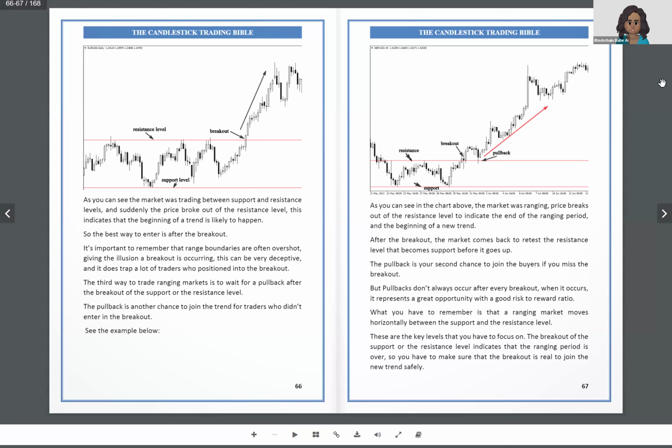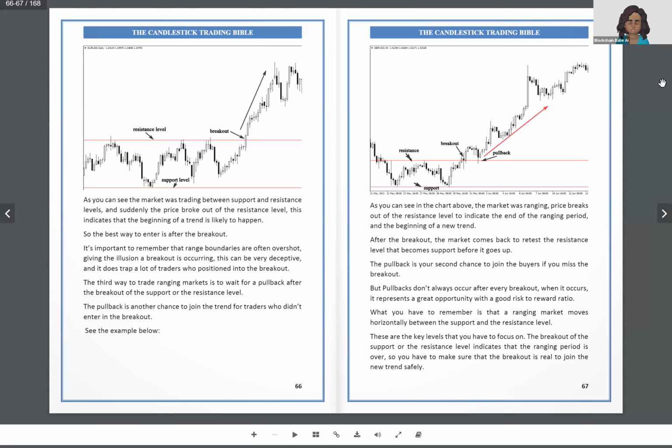As you can see in the chart above, the market was ranging. Price breaks out of the resistance level to indicate the end of the ranging period and the beginning of a new trend. After the breakout, the market comes back to retest the resistance level that becomes support before it goes up. The pullback is your second chance to join the buyers if you missed the breakout.